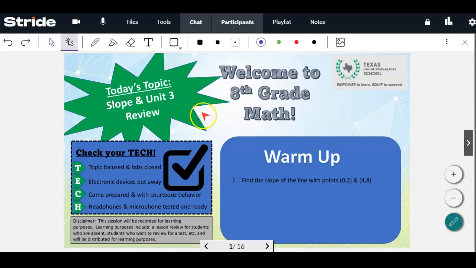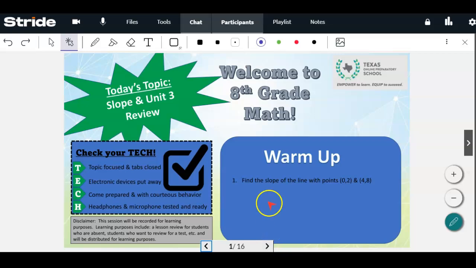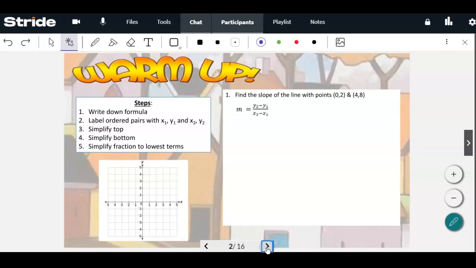All right, so today's lesson, slope and Unit 3 review to prepare you for the Unit 3 test. On the warm-up, find the slope of the line with the points (0, 2) and (4, 8). Yes, that's the right one. So we've got the slope formula here, y2 minus y1.